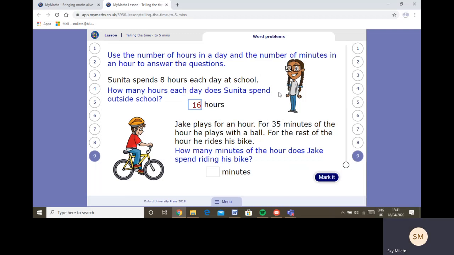So I'm about to give the answer, so if you want to pause, you need to pause now. The answer is 25 minutes. If you add together these two numbers, you would get 60 minutes, which we know is an hour.